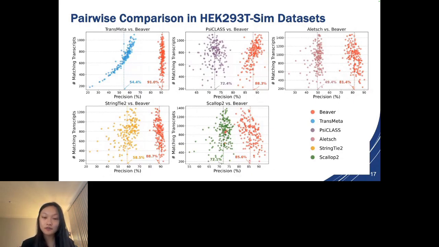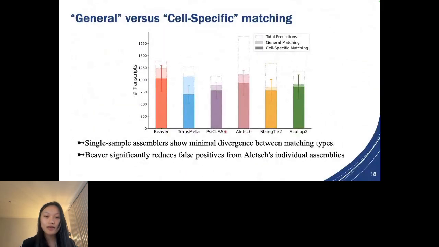To investigate this kind of discrepancy, we analyzed two categories of matching transcripts. Cell-specific matches, which means those transcripts matching individual cell ground truths, and general matches, which means those transcripts matching any transcripts in the collective ground truths across all the cells. For single-sample assemblers like StringTie2 and Scallop2 here, the general and the specific bars are nearly identical, which is expected because they analyze each cell independently.